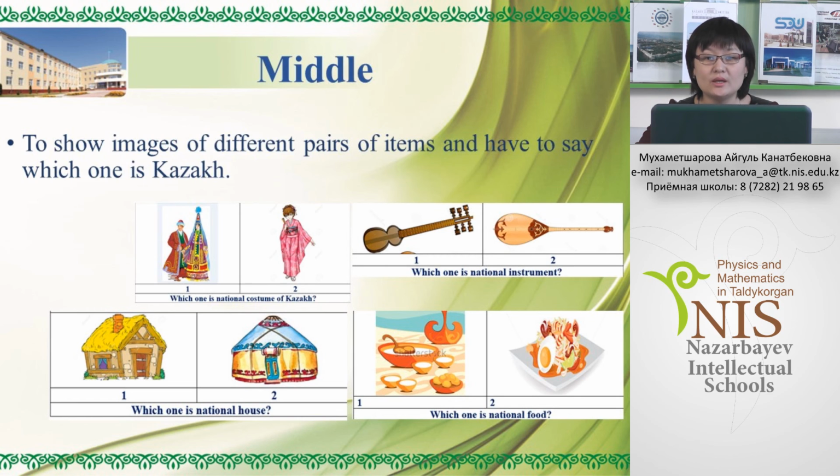Next is which one is national instrument. Next one is which one is national house. And the last one is which one is national food. This activity was organized with a PowerPoint presentation. Also, I used other pictures, but today I am showing you only 4 of them.